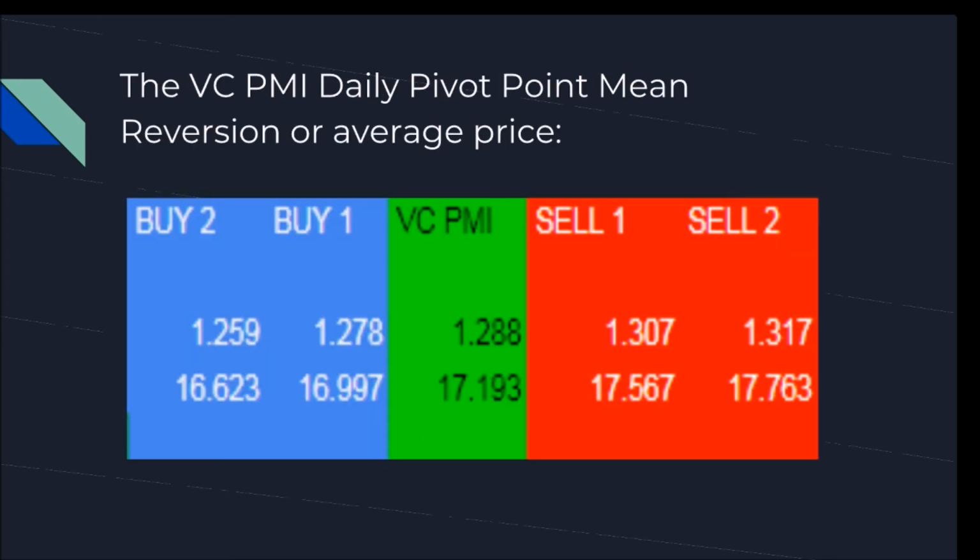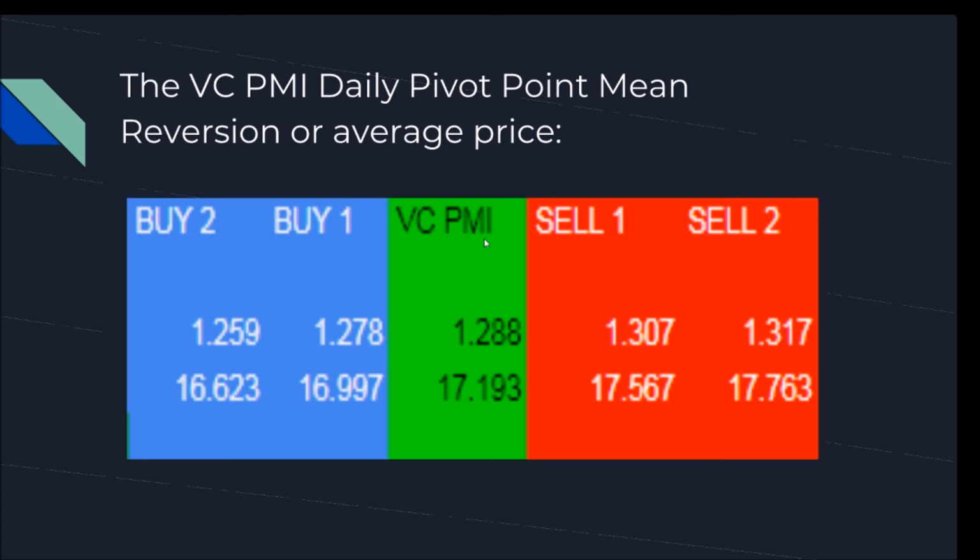The VCPMI self-directed structure gives you the exit long levels above the mean. Sell 2 is the second level extreme above the mean. Sell 1 is the first level above the mean. And we identify these levels in red to identify the supply.